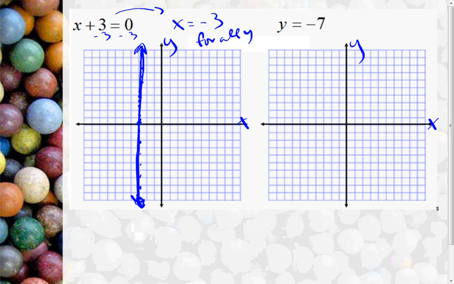And last but not least, horizontal line. Okay? So that's it, the basics.